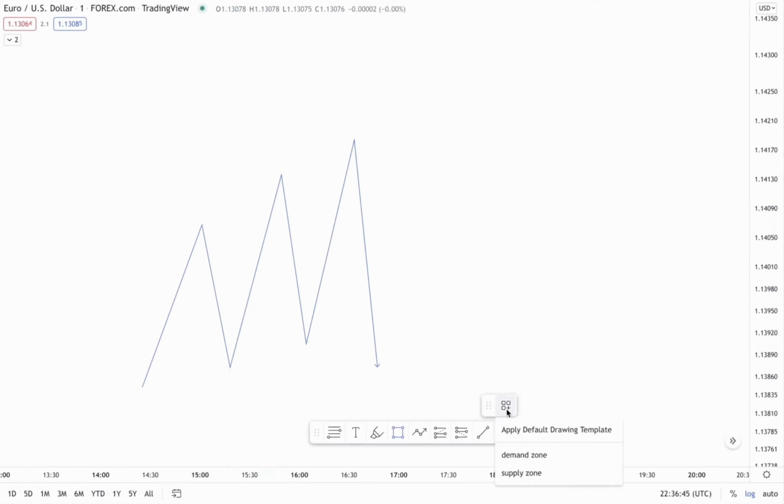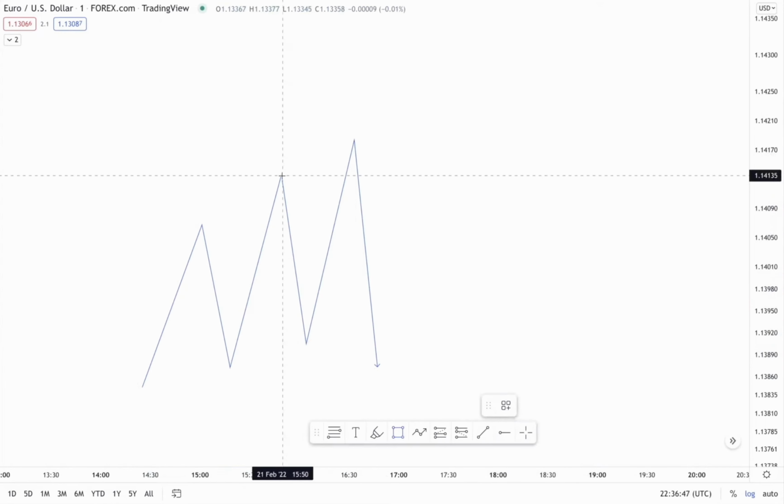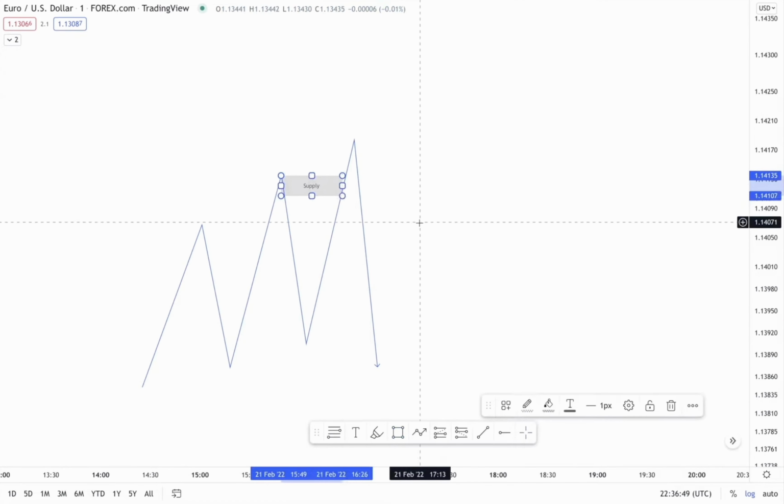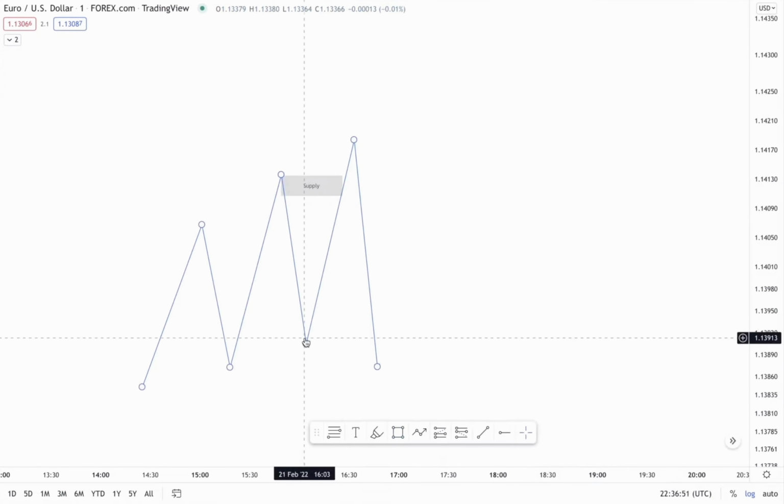So let me just draw in the supply zone. So here's the supply zone. That was taken by this demand zone here. Now let me put in the demand zone.